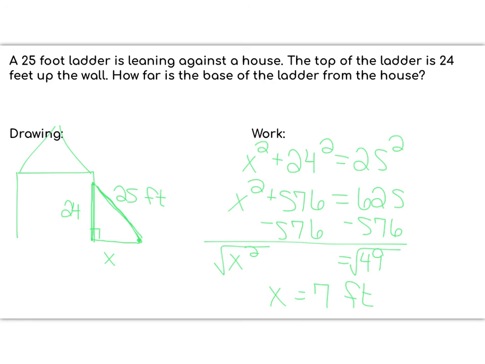So in this problem, the ladder is the hypotenuse. It's across from the right angle. We're trying to find one of the legs. I set up x squared plus 24 squared equals 25 squared. And when I solved, x was 7, and my units are feet. Diagram that is labeled and the work for every problem.